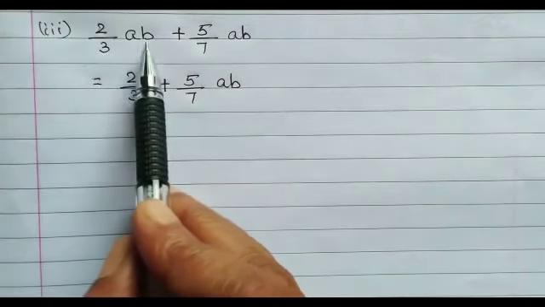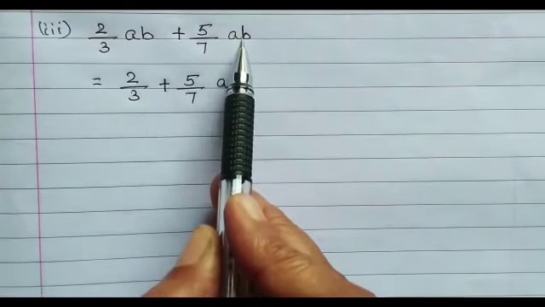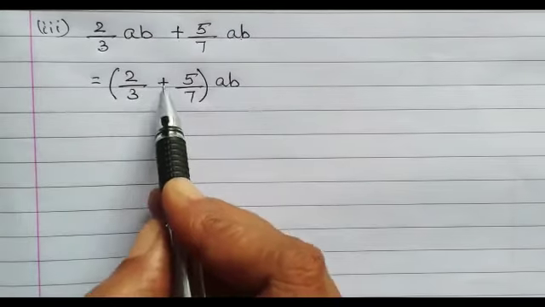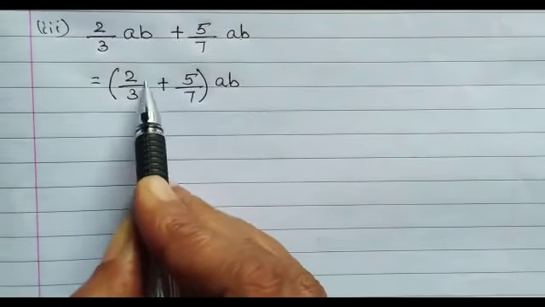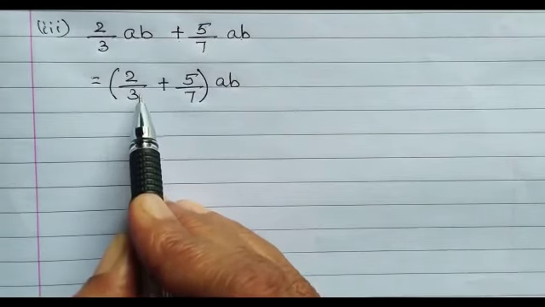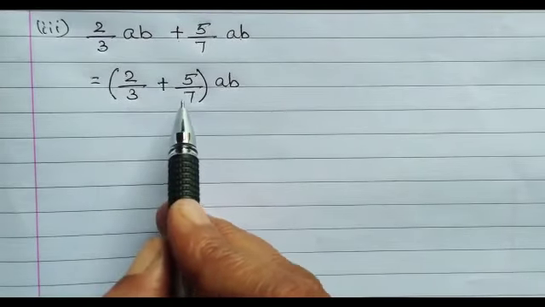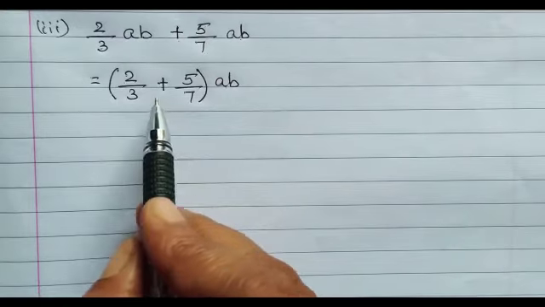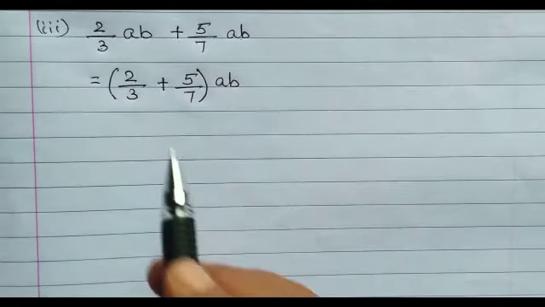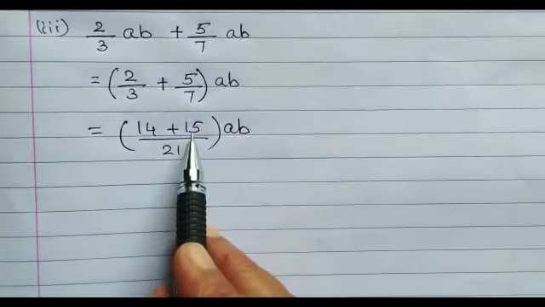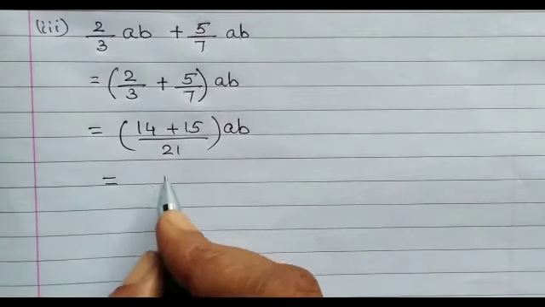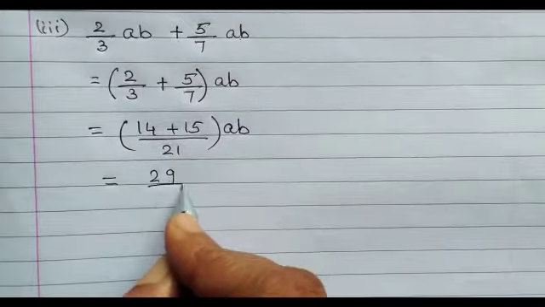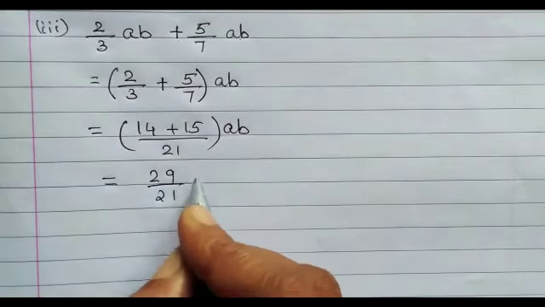Let's try one more sum. The question is 2 by 3 ab plus 5 upon 7 ab. So you get 2 by 3 plus 5 upon 7 times ab. Now you have to add this fraction. So for adding the fraction, you know you have to take the LCM and cross multiply. So you'll get 14 plus 15 divided by 21. That gives you 29 upon 21 ab.